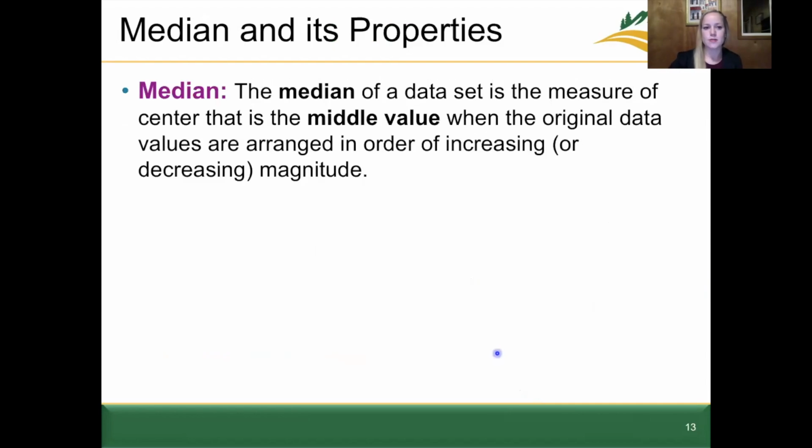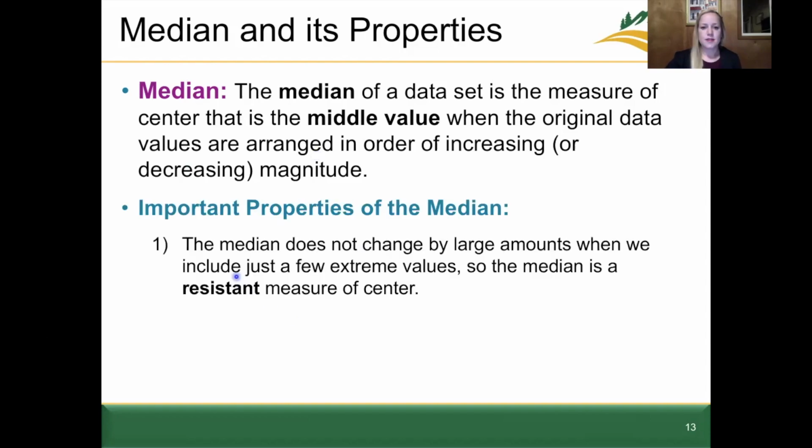Let's go on to talking about the median now. The median of a data set is the measure of center, that is, the middle value when the original data values are arranged in order of increasing or decreasing magnitude. We'll do an example of this as well. First, some important properties of the median. Number 1, the median does not change by large amounts when we include just a few extreme values. Because of this, we can say the median is a resistant measure of center.